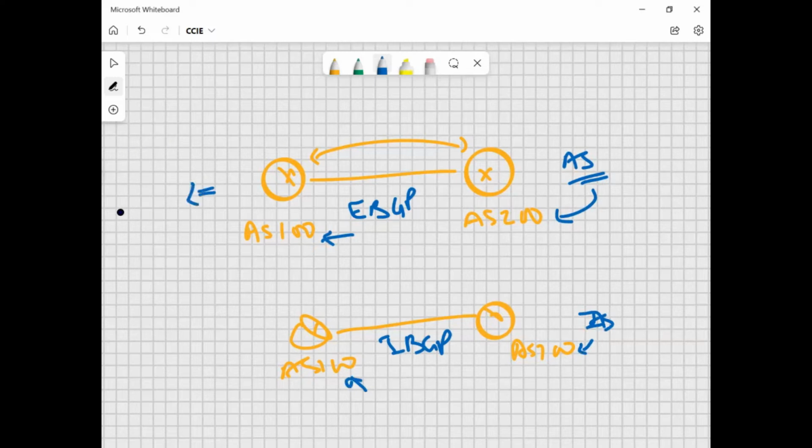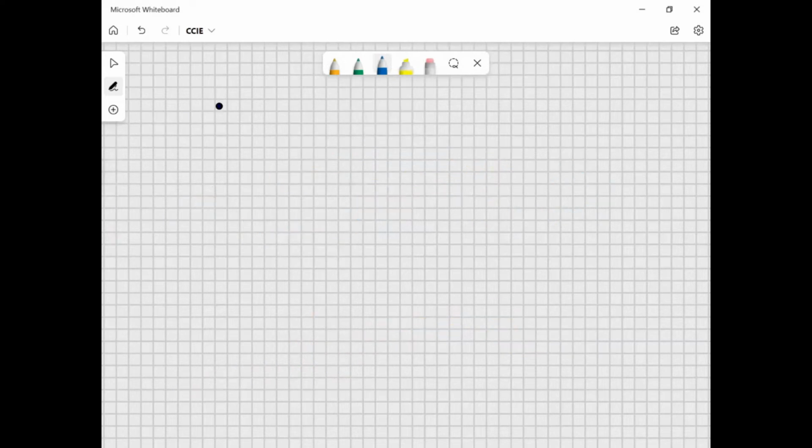Such kind of BGP has the AD value of 200, and iBGP has the AD of 200. Sorry, I just, okay: eBGP is 20, iBGP is 200. So you can run BGP within the enterprise also if required. Although it is not a good practice, you can. In that case, no redistribution is required.